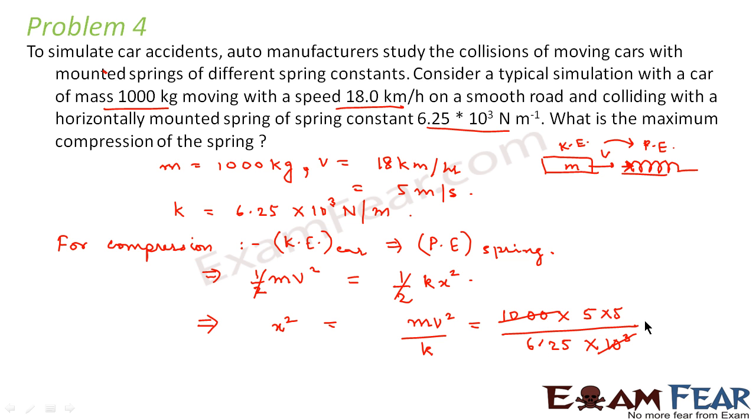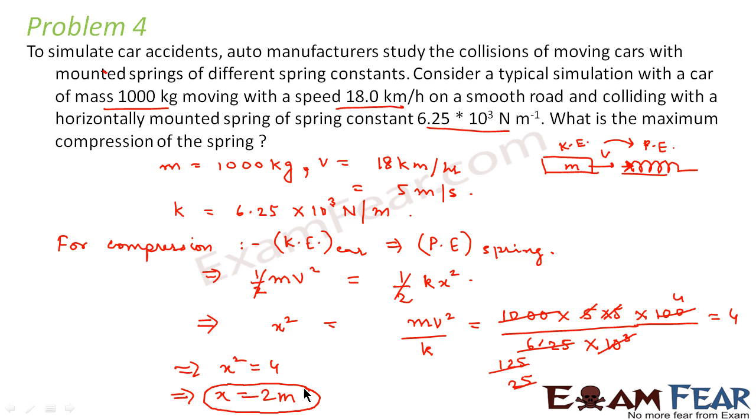Now this we can cancel and we can write it as 100. Now 5. So we get this value as 4. So we got x square is equal to 4. Therefore x will be equal to 2 meters. That means this would be the maximum compression of the spring.